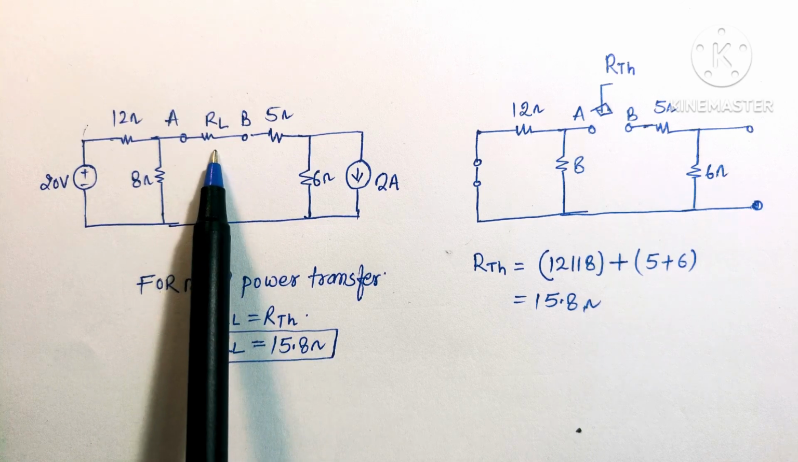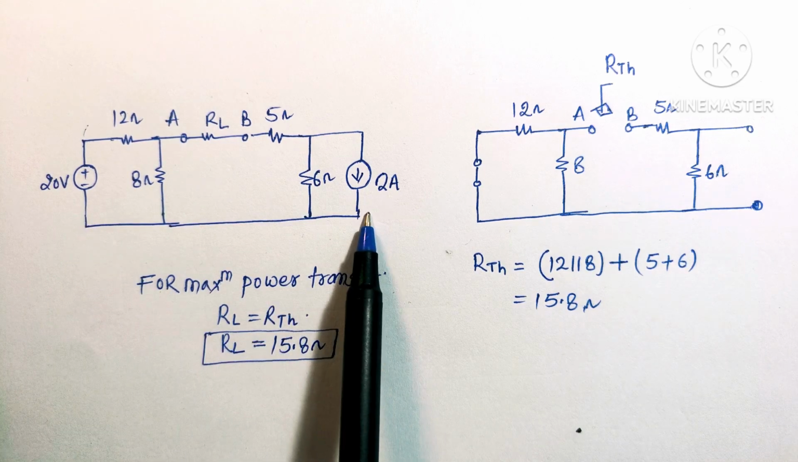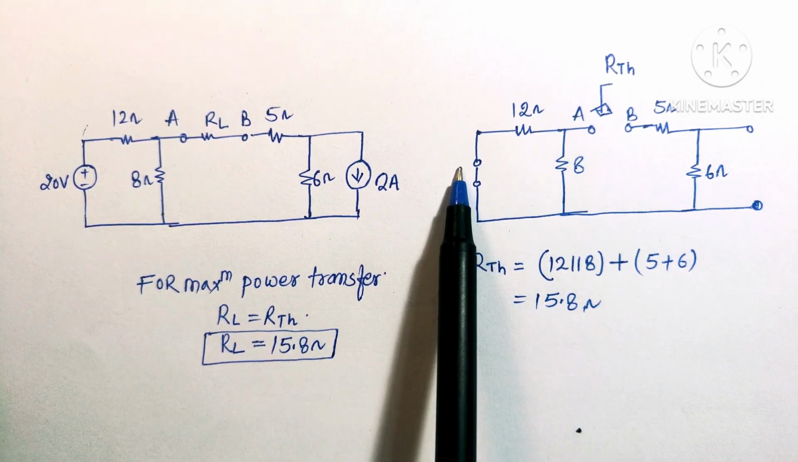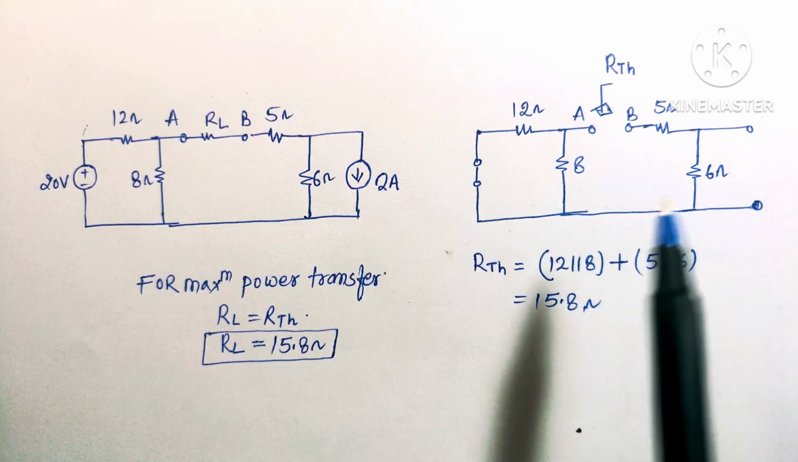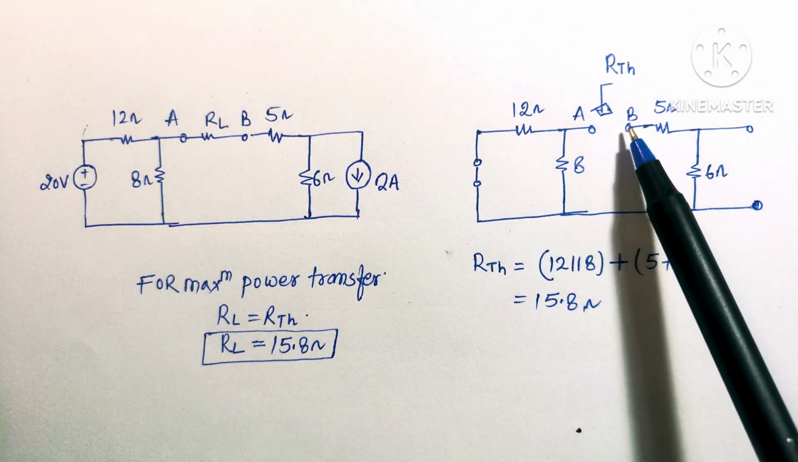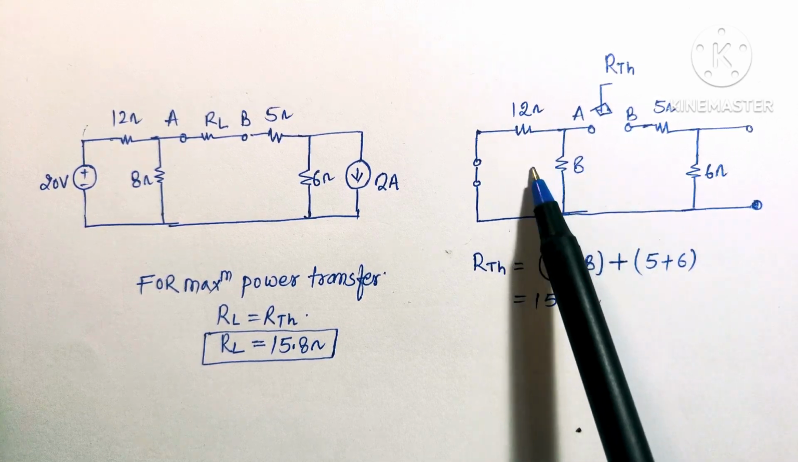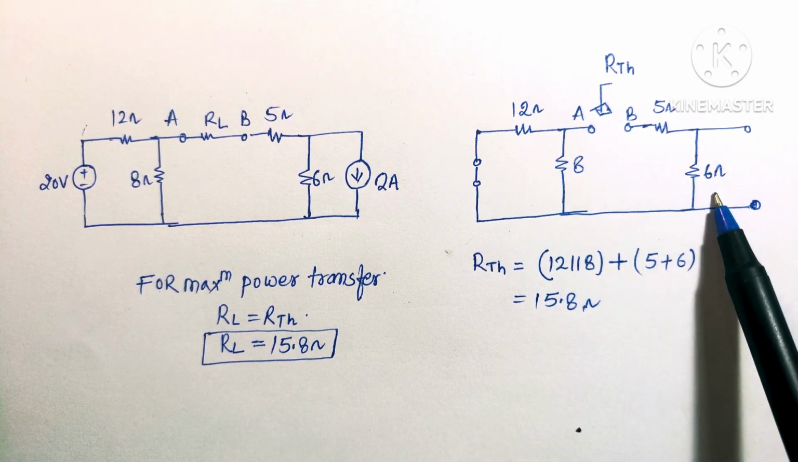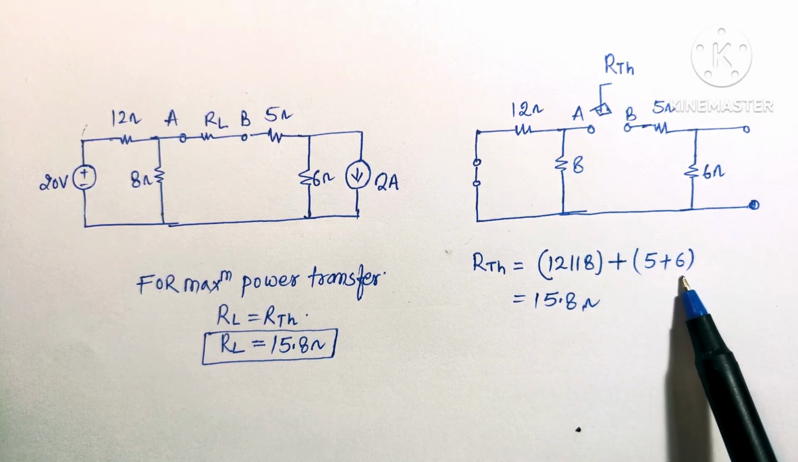As we know, to find out Thevenin's equivalent resistance, ideal voltage sources will be short circuited and current sources will be open circuited. So we have short circuited the ideal voltage source and open circuited the ideal current source. If we find the equivalent Thevenin's resistance across terminal A and B, then we can see that this 12 ohm and 8 ohm are in parallel, and 5 ohm and 6 ohm are in series.